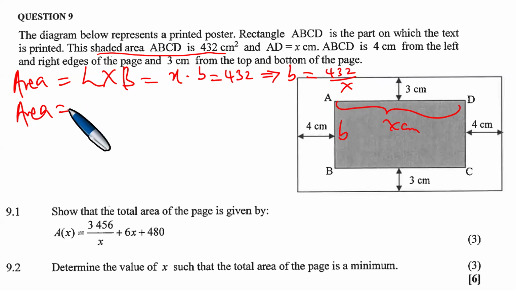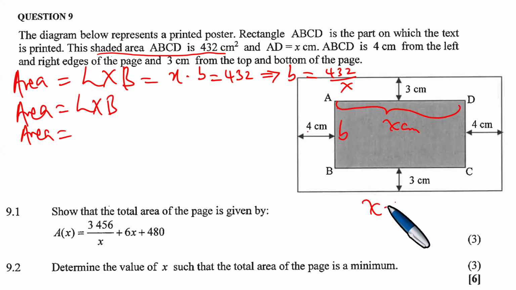Now the area is actually length by breadth of the whole thing. So which means therefore now the area is the length of the whole thing. So here, the whole thing. Now pay attention to the fact that this one is x from here to there, but there is 4. So it is x plus 8.